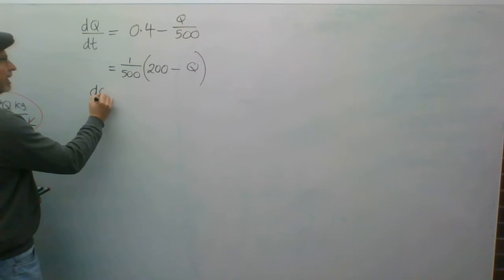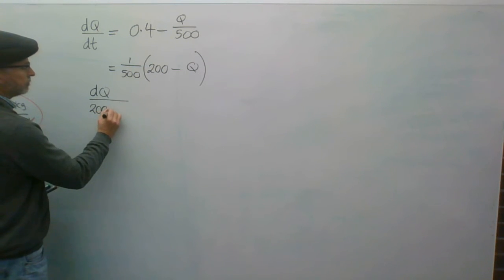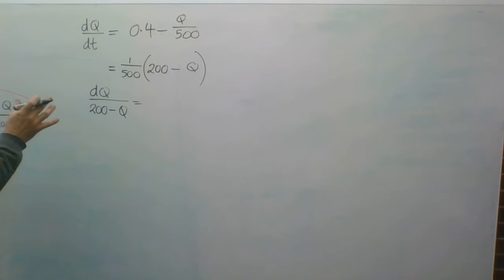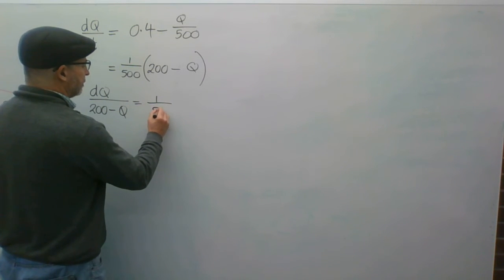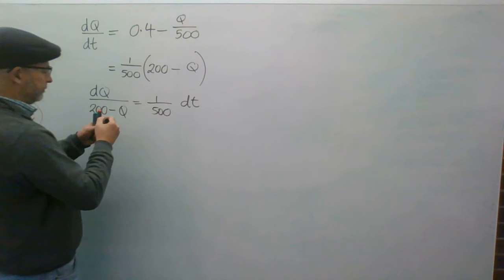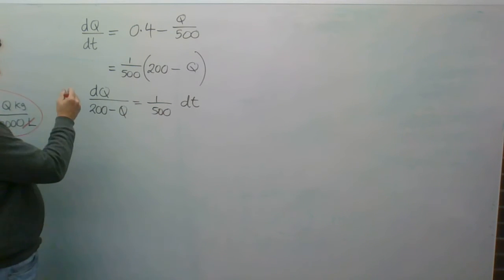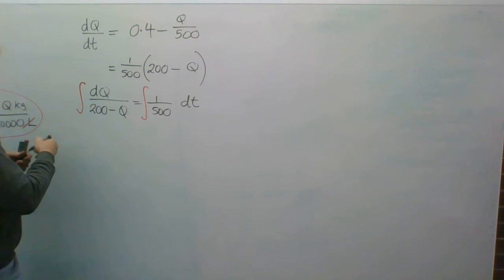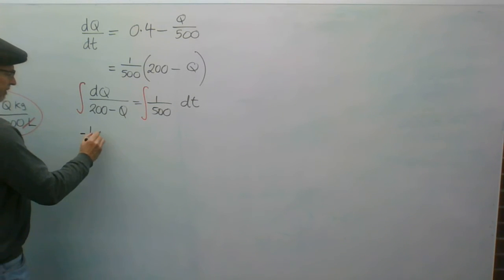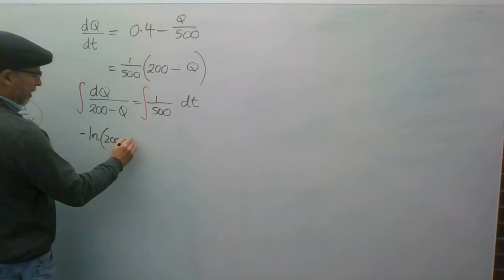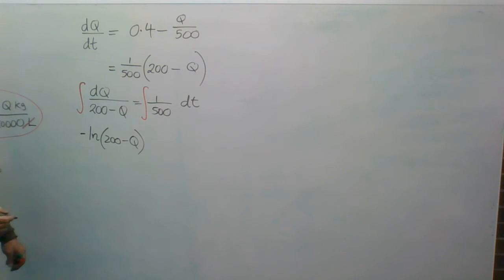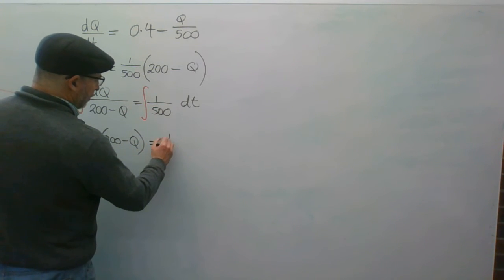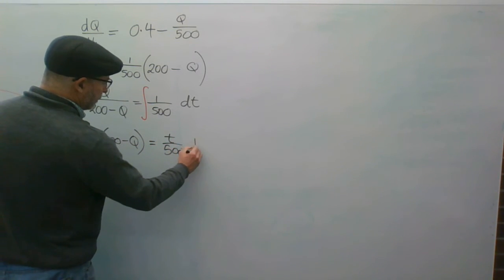Now I'm going to separate variables. 1 on 500 dt, and I'm going to integrate. So this one will be negative the natural log of 200 minus Q, and this will be t on 500 plus C.